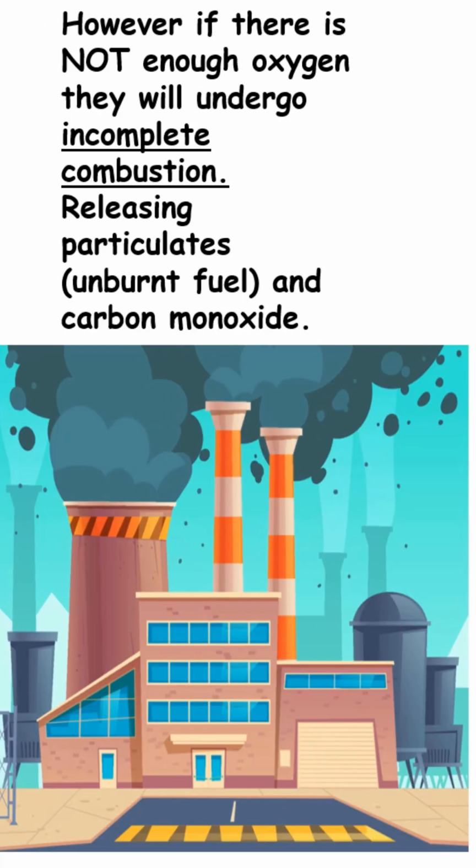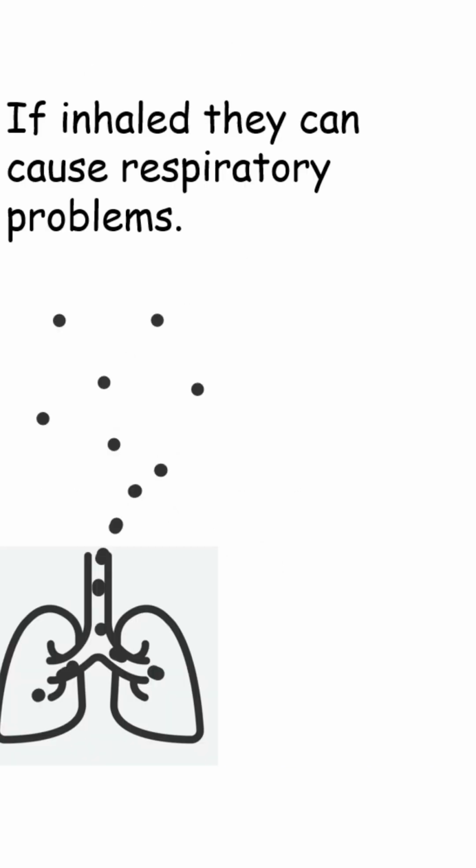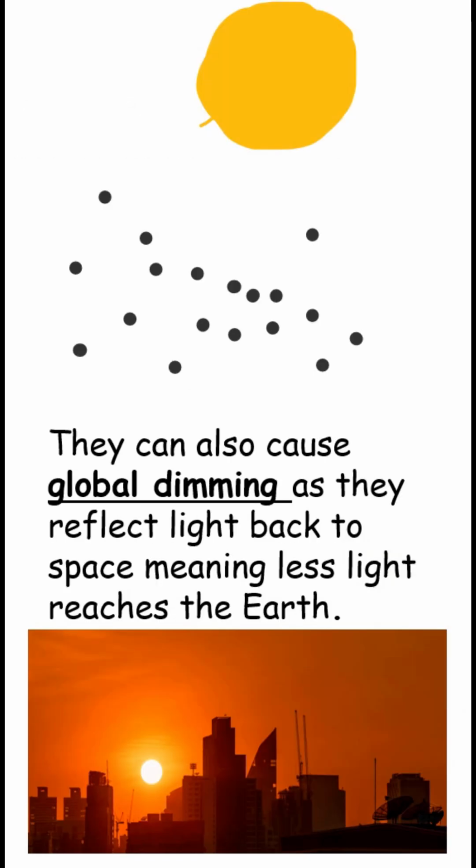However, if there is not enough oxygen, they will undergo incomplete combustion, releasing particulates, which is unburnt fuel such as carbon solids, and carbon monoxide gas. Now, particulates like soot, carbon solids, result from unburnt fuel. These particulates, if inhaled, can cause respiratory problems such as asthma. They can also cause global dimming, which is an environmental effect, as they reflect light back to space, meaning less light reaches the Earth and it gets darker.